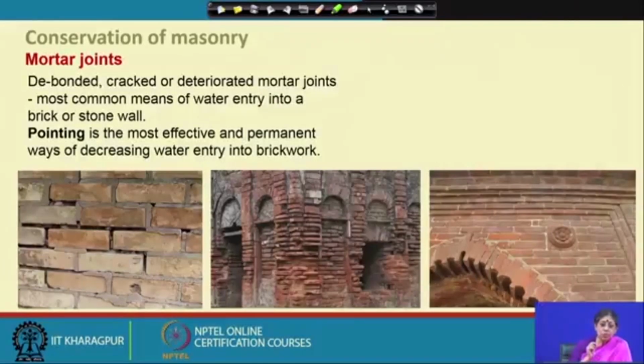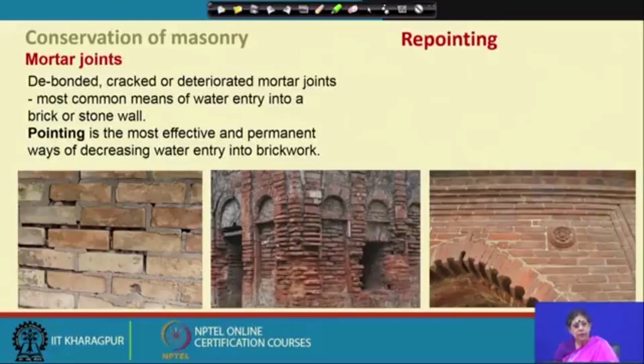Pointing is the most effective and permanent way of decreasing water entry into brickwork and stonework also. Here this is Bishnupur, you can see that pointing has been done with lime mortar, and in this case some new bricks have also been added, you can make that out, and in some cases pointing has been done with new lime mortar.